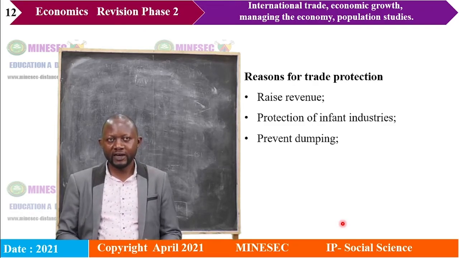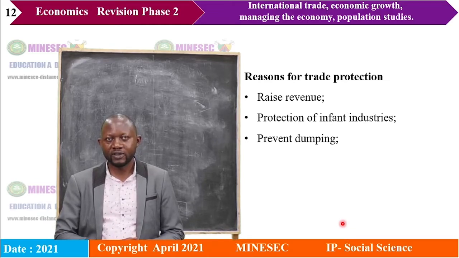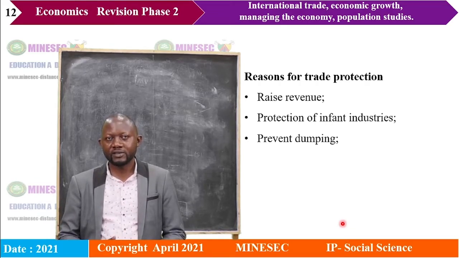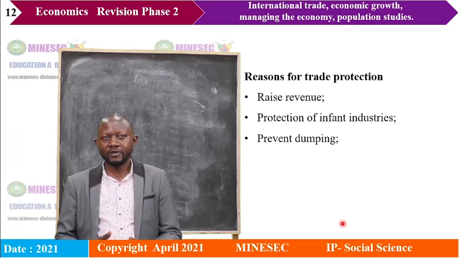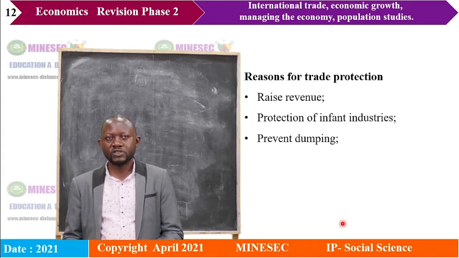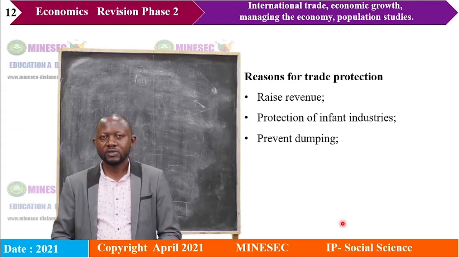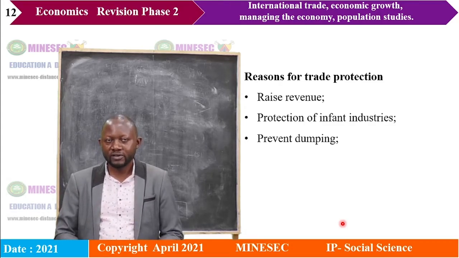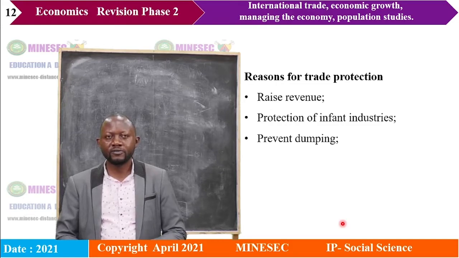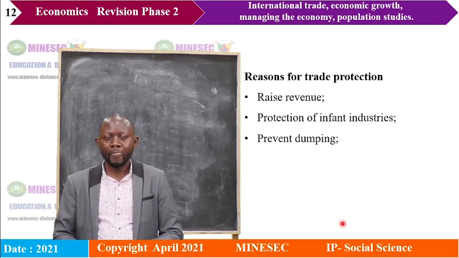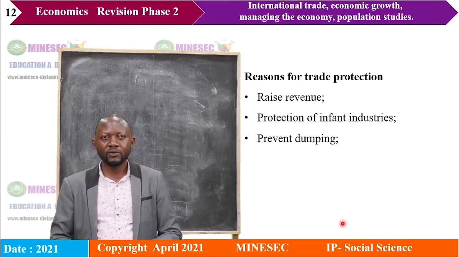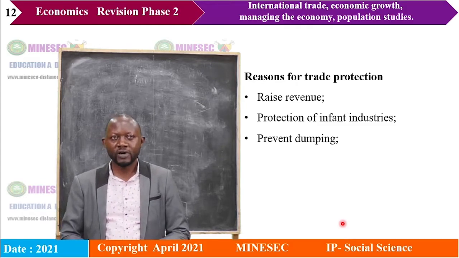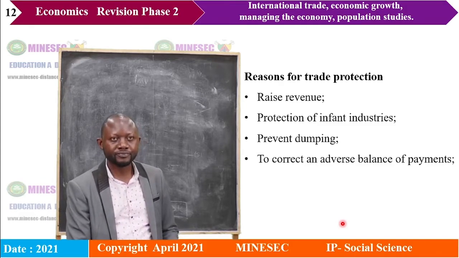Preventing dumping is another reason. Dumping, as we already saw, is selling goods cheaper abroad than at home. And we saw that dumping might not be very good because even though the goods are cheaper, it might destabilize domestic firms, leaving them not able to produce and sell, and the foreign firm might tend to dominate the market. Because of that, the government will have to impose barriers to prevent dumping.